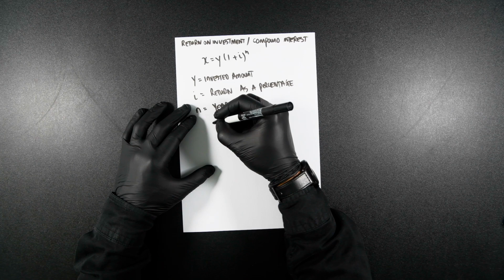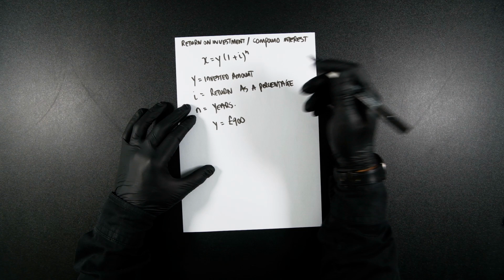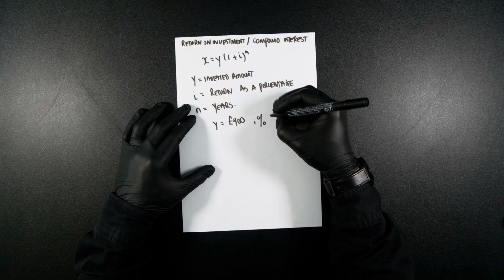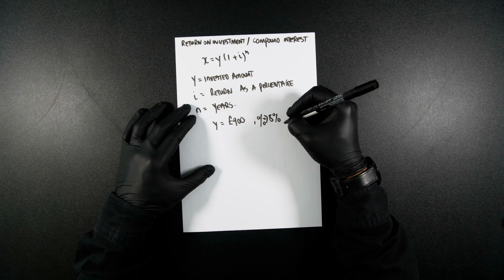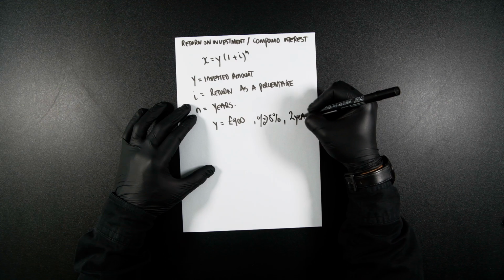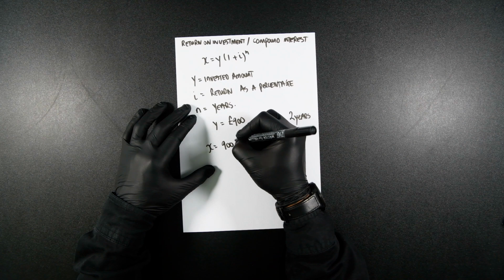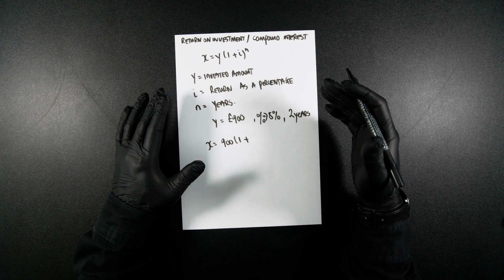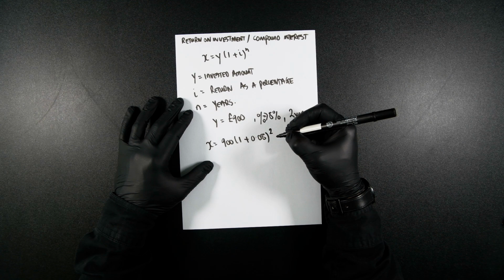So let's say y is £900, which is essentially $1,000. The percentage return per year is 8%. And we know that we're going to do it for, let's say, 2 years. If we plug all of these in, you're going to get x = 900(1 + 0.08)^2, where 8% represented as a decimal would be 0.08, and n would be 2.